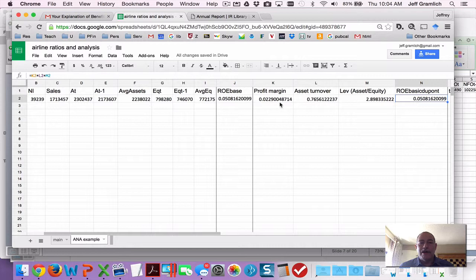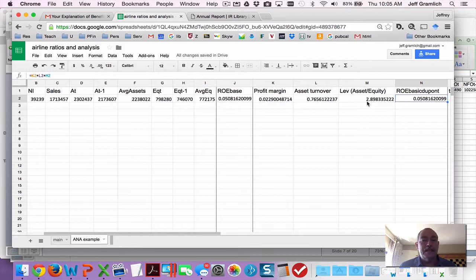And we can see that the profit margin is really only about 2 cents or 2 yen on 100 yen. They turn over their assets about 3/4 of the total assets come back in terms of sales each year, but they have a lot of leverage, almost 3 yen of assets for every 1 yen of equity provided by the common stockholders. So that's the basic DuPont.